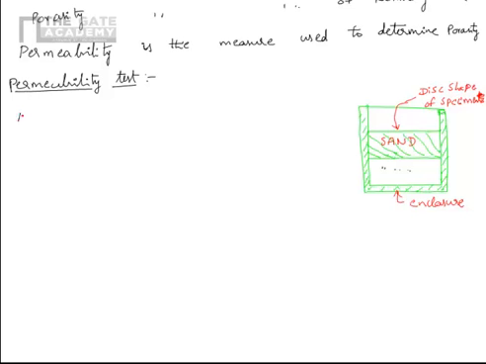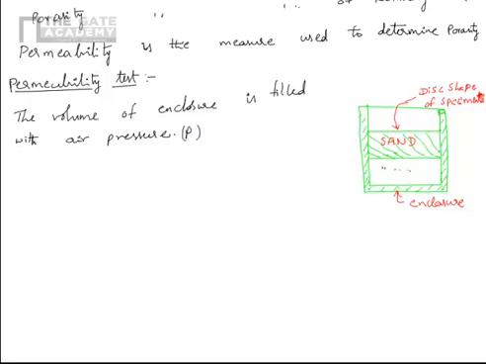So what are the notations we need to remember? The volume will be filled with air pressure. First point you need to remember, the volume of enclosure is filled with air pressure. This pressurized air is P. This P has to be greater than P atmospheric. Here it is P. Outside is P atmosphere.